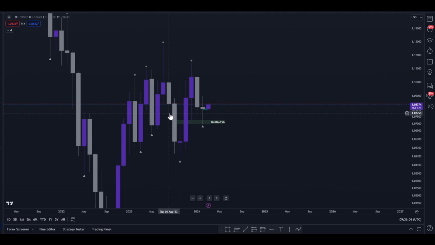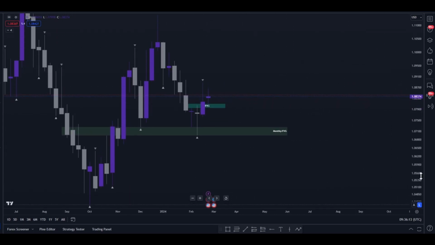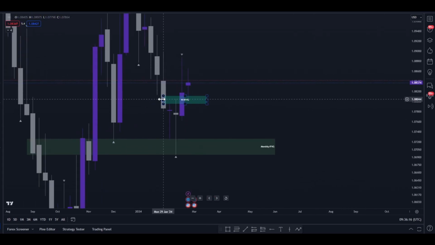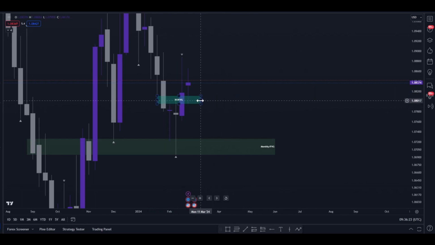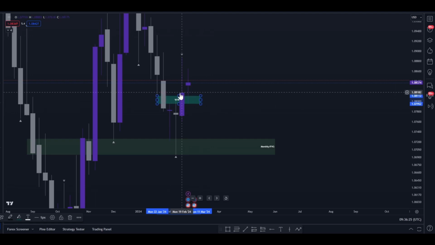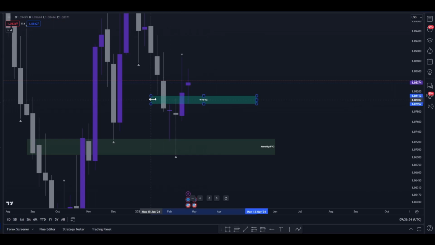So monthly fair value gap tapped, respected, nice push to the upside. Going to the weekly, that same weekly fair value gap that we have on the dollar index is here also on the EU, as it should be. But the difference between the two is last week was able to break above this weekly fair value gap, turning it into a weekly inversion fair value gap. It's basically support and resistance, but fair value gaps. Yeah, they call it the real support and resistance, whatever.